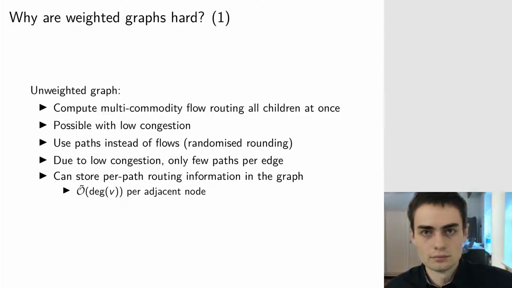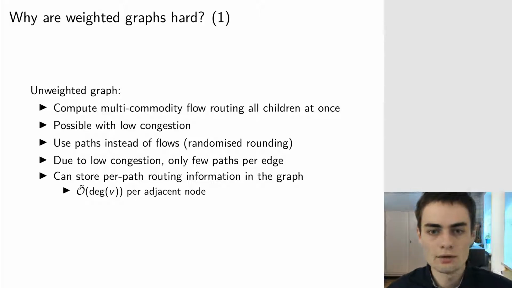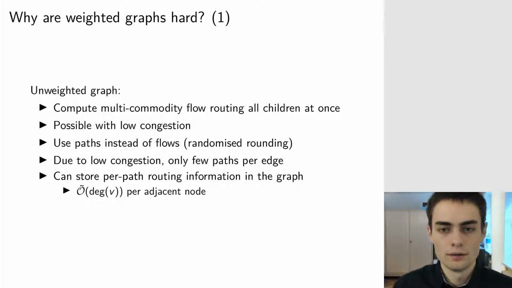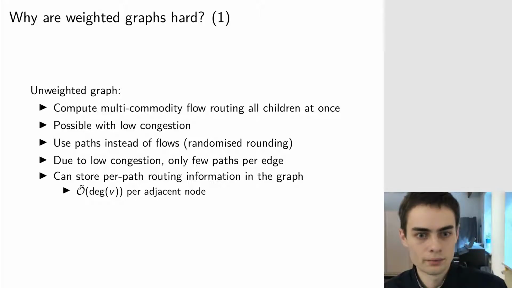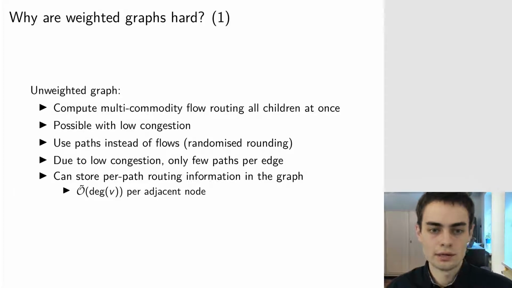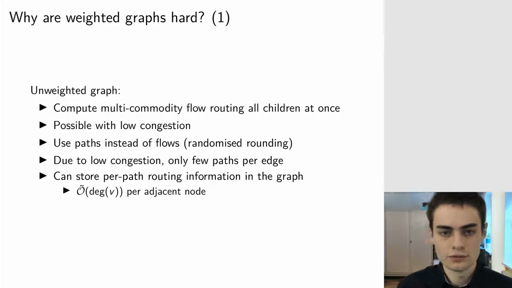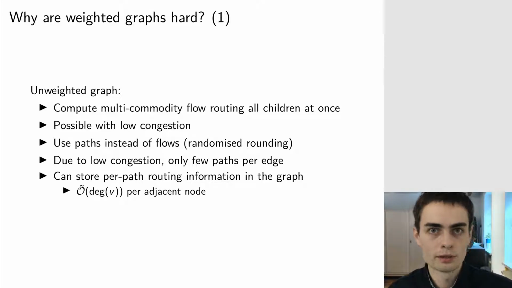Because the edges all have weight 1, if you would have lots of paths, you would also have a high congestion, but you don't. So there are only a few paths. And then you can store the routing information for these paths directly in the graph. So in these edges, you store routing information for the paths traversing the edge. Well, to be more precise, you can't store the information in the edges, you store it in the adjacent nodes. And then you end up with storage for each of these adjacent nodes, polylogarithmic in the degree of the node. So that's where the dependence on the degree comes in.